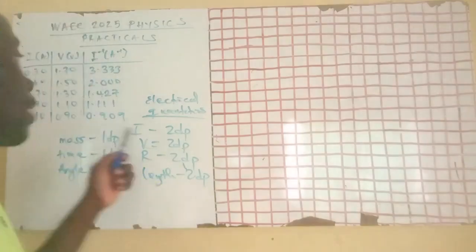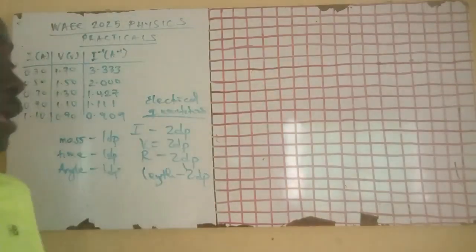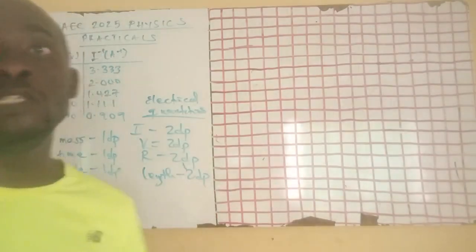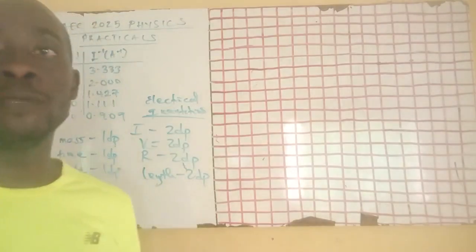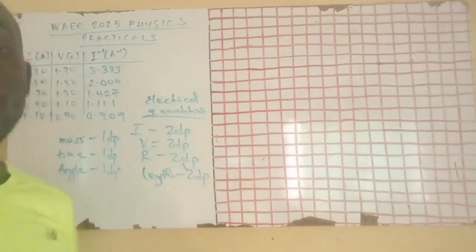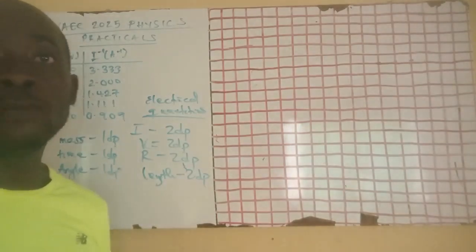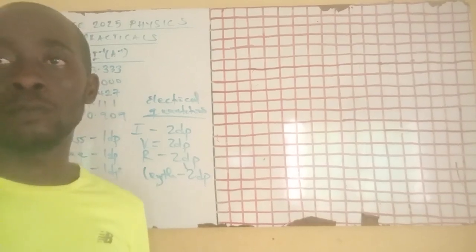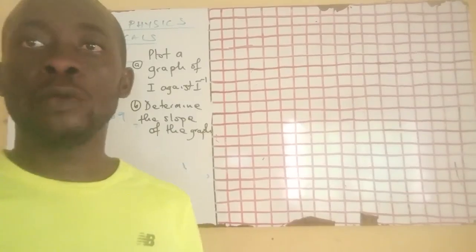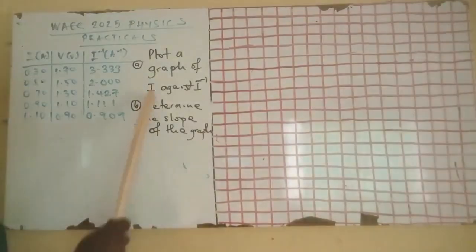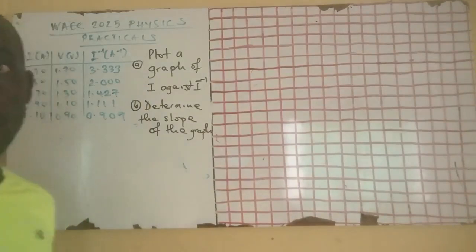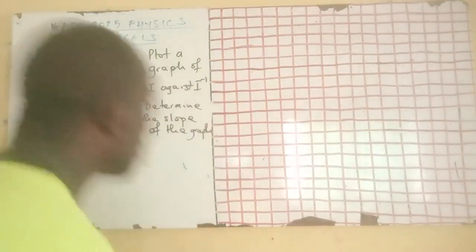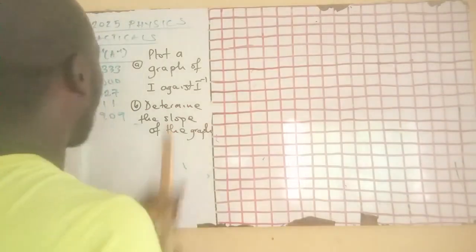Now let's see how we can plot the graph that we are seeing here. If you plot it, you will see how the graph is plotted. Then we are going to answer some questions under it, determine the slope and the likes. So let's jump right in. They say that we should plot a graph of V against I raised to power minus 1, and that we should determine the slope of the graph. How do we go about it? We are going to use our ruler to plot our graph.